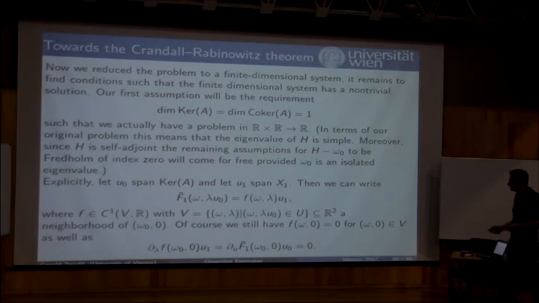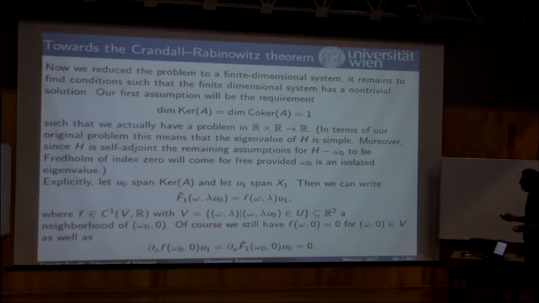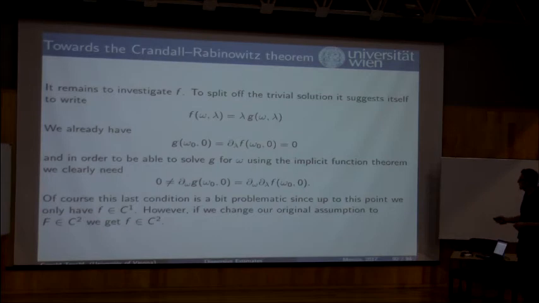Of course, nothing special here has been going on. We still have a nice C1 function. We still have our trivial solution. And we still have our bifurcation condition that the derivative with respect to lambda of this function is equal to 0. Okay, so far so good. We know we have this trivial solution. So that suggests itself to write this function f as lambda times another function g. So we kind of split off the thing we already know.